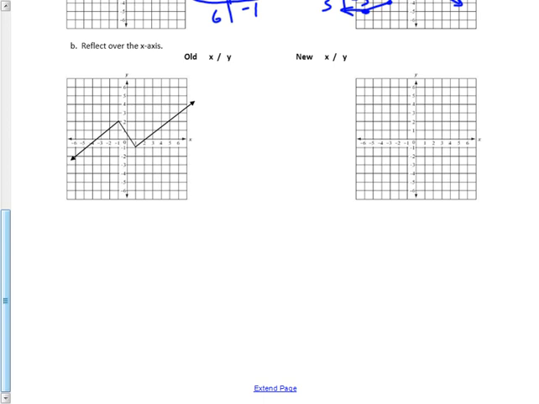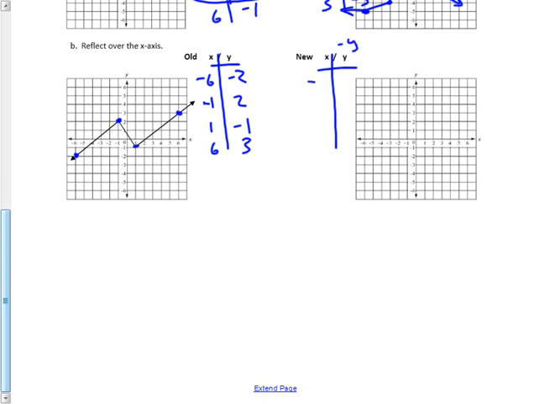Reflect over the x-axis. So I've got an old x and y. This one doesn't have quite as many points, so I'm going to go (-6, -2). It's got a point up here, (-1, -2). It's got a point down here, that's (1, -1). And let's take this point over here, which is (6, 3). So my new x and y, I'm reflecting over the x-axis. So what's happening is that each x value is staying the same, and the y values are going to become the opposites. So this is really -y.